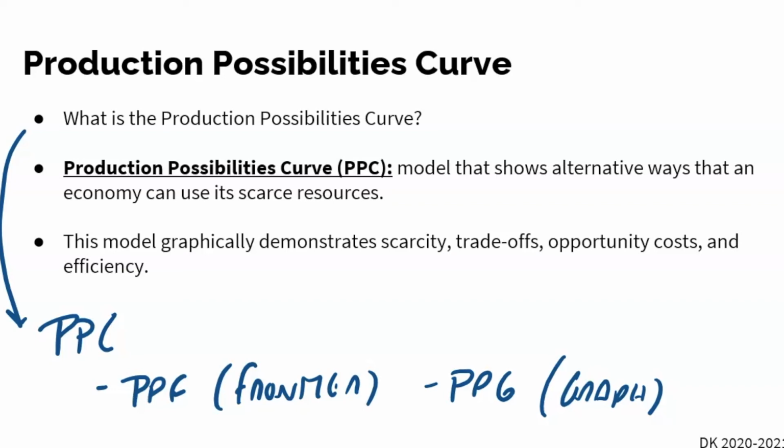What the PPC shows us is just different ways that an economy can use its scarce resources. So yet again, we are looking at this idea of scarcity here. The reason we talk about this graph first is because it ties together everything we've been talking about so far: this idea of scarcity, this idea of a trade-off, of opportunity cost, and efficiency. So this one graph shows us these 4 different things.